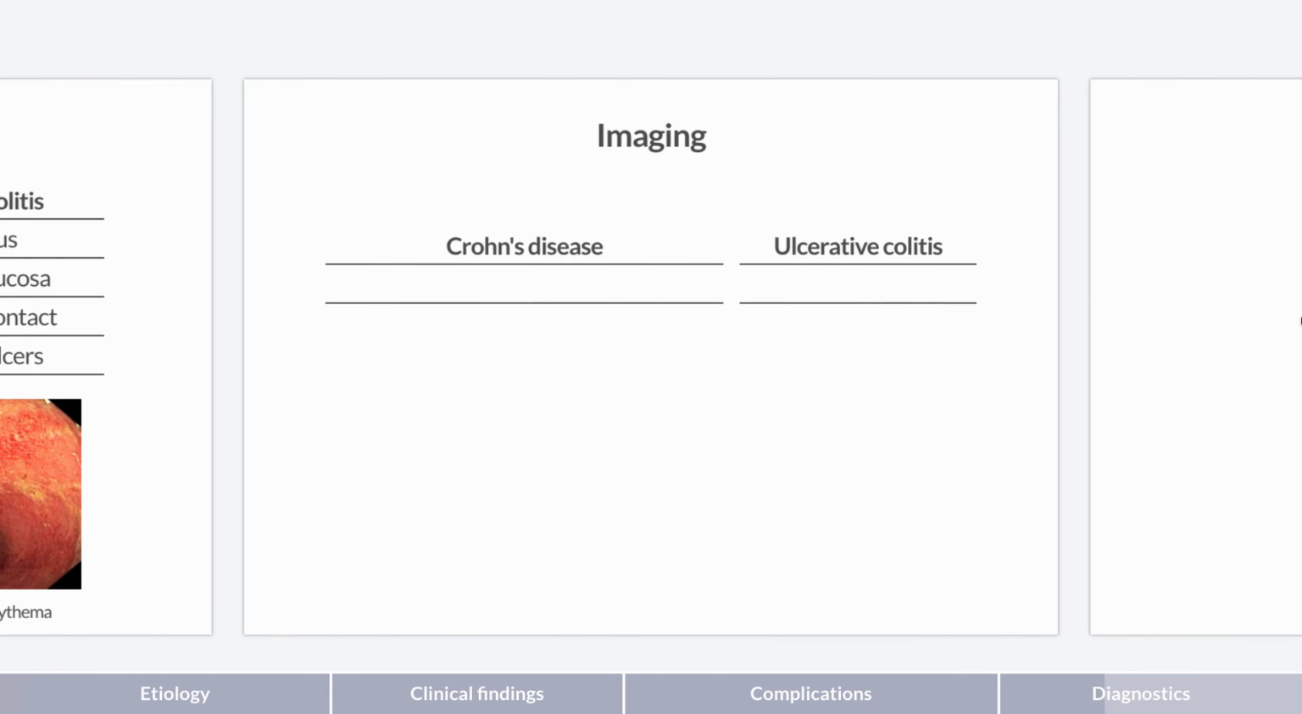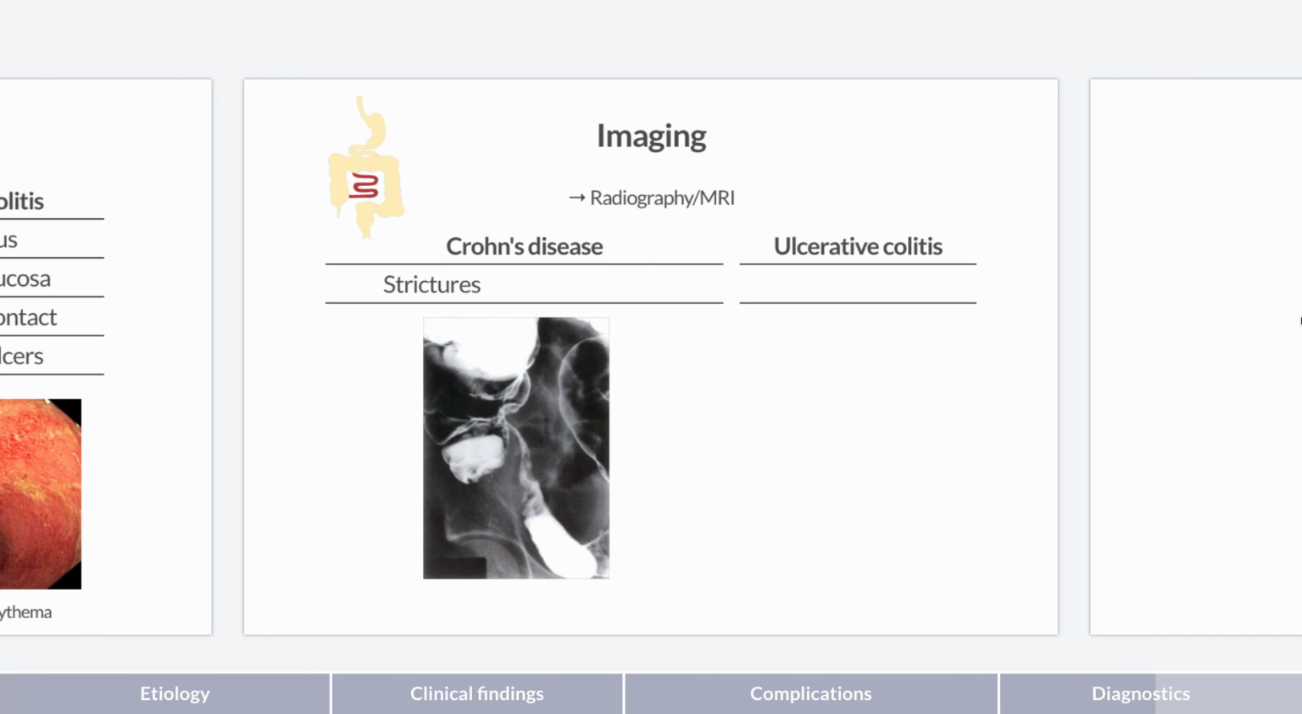Imaging offers the possibility of examining the small intestine, which cannot be fully achieved using colonoscopy or gastroduodenoscopy. Radiography or MRI are typically used with an oral contrast agent. Examination of the small intestine is also of particular interest because Crohn's disease lesions, such as wall thickening or strictures, can be diagnosed. In the image shown here, we can see a stricture in the terminal ileum. Also, other complications such as fistulas and abscesses can be identified in MRI.